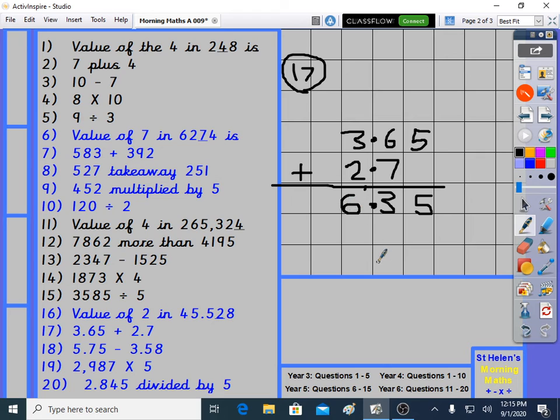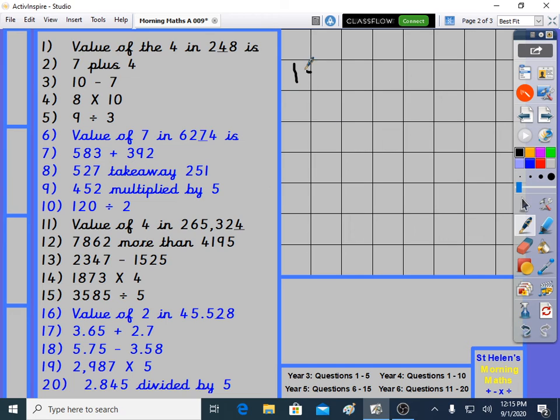Do the addition quickly. We get 6.35. 3 and a bit plus 2 and a bit. We had some carrying, which made it go up to 6 instead of 5. 6.35. And we're on question 18. Nearly done for today. 5.75 take away 3.58.